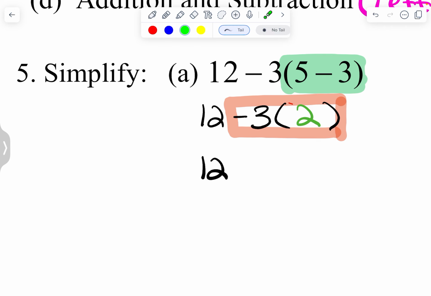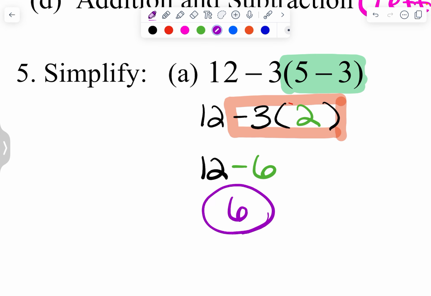And then if I do negative 3 times 2, mismatched signs, that's going to be a negative 6. And then I only have one operation left, which is subtraction. So 12 minus 6 is a positive 6. So I like doing it a step at a time to make sure I don't lose any steps, and I highlight or underline things as I go so I know which part I'm changing.